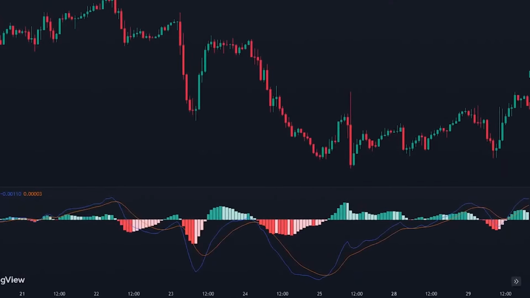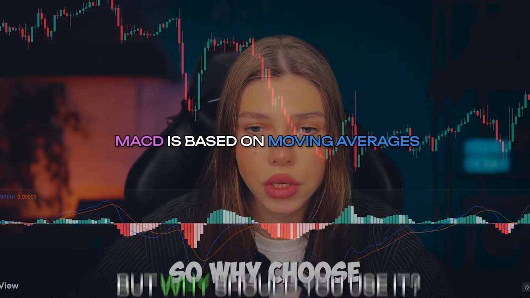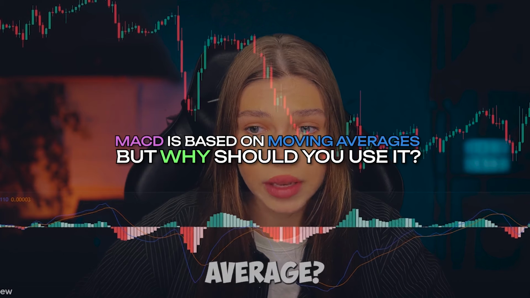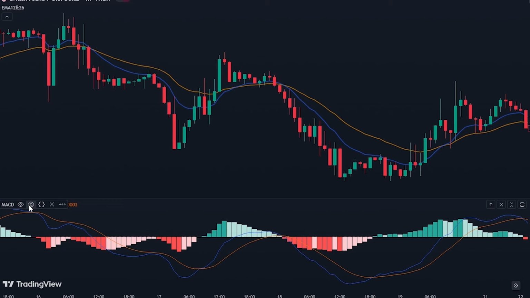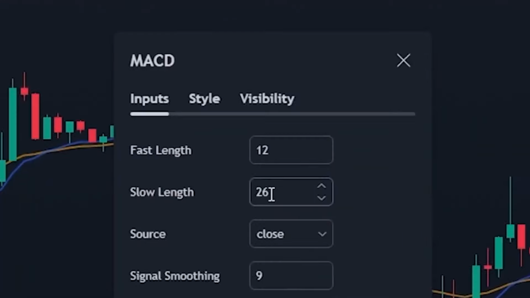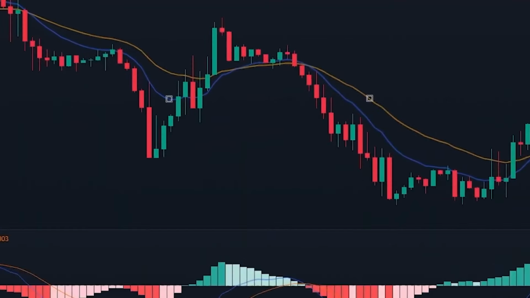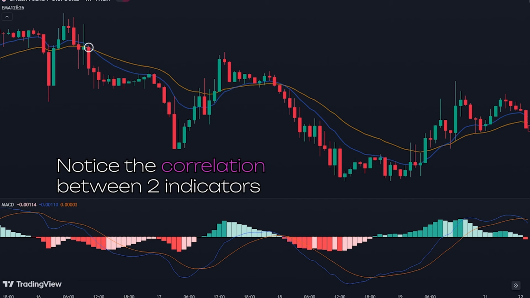We now know that the MACD relies on moving averages, so why choose the MACD over the moving average? Well, let me give you a quick comparison. So here we have the MACD set to default settings 12 and 26, and over here we have two exponential moving averages also set at 12 and 26.